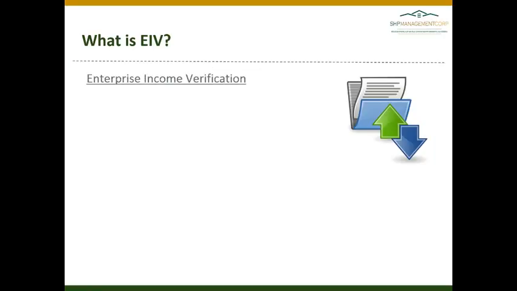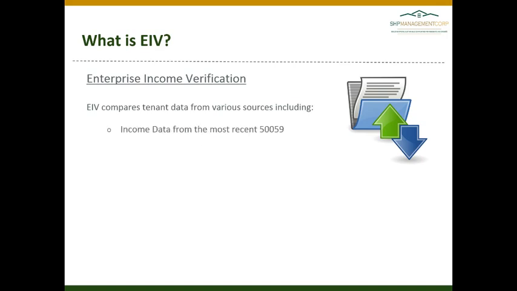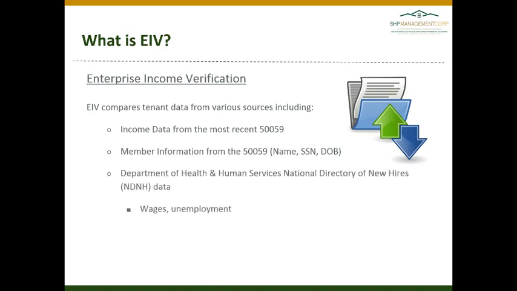What is EIV? EIV stands for Enterprise Income Verification. What this system does is it compares tenant data from various sources, such as the income data from the most recent 50059, and member information from the 50059. That member information is the name, social security number, and date of birth. It also pulls in information from the Department of Health and Human Services National Directory of New Hires. This data is wages and unemployment. And also the Social Security Administration for member information and Social Security or other federal benefit data.